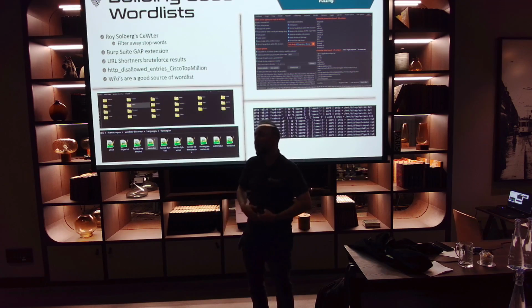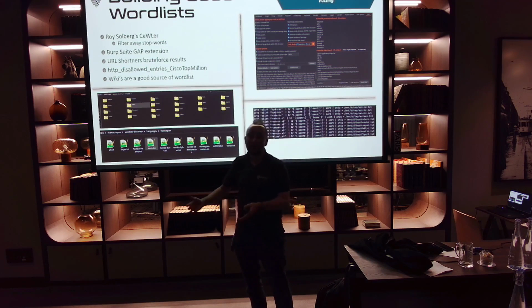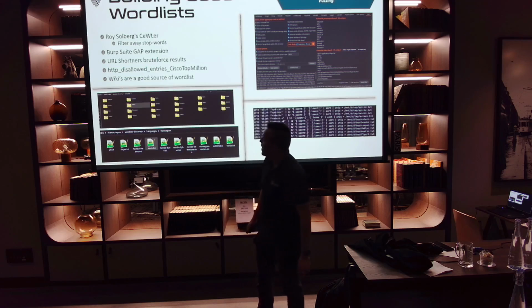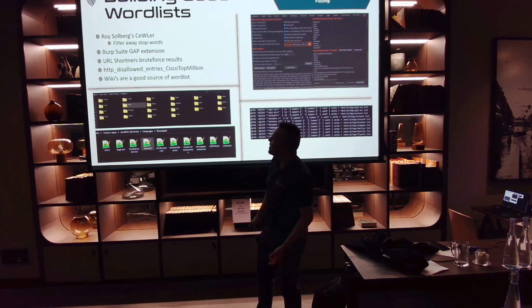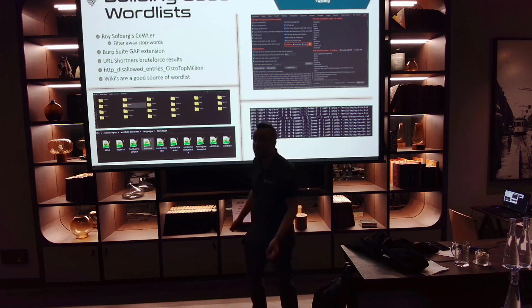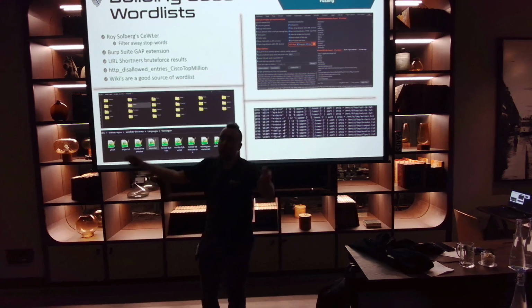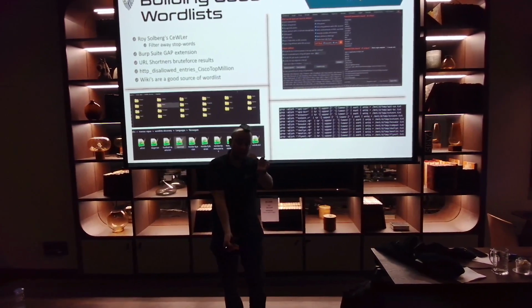And in my honest opinion, Cooler is a bit more up-to-date and better if you ask me. There are also extensions like the Gap extension of Burp Suite and so on that will help you build word lists based on your target. There are word lists like the HTTP disallow entries for Cisco Top Million. There are URL shorteners, brute forcing results that you can look into. Wikis are a great source of building word lists. So I have some scripts on GitHub that will take in data and produce word lists based off them.